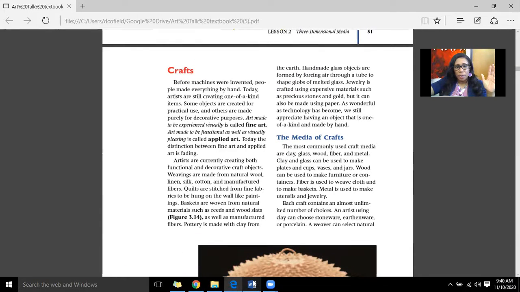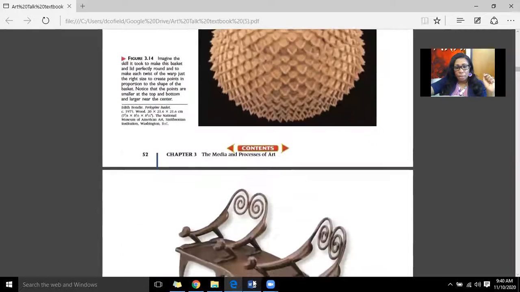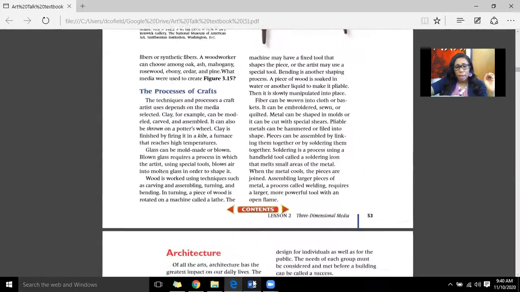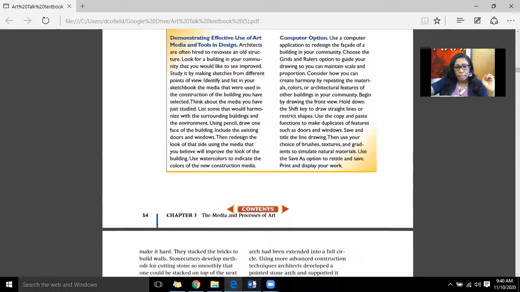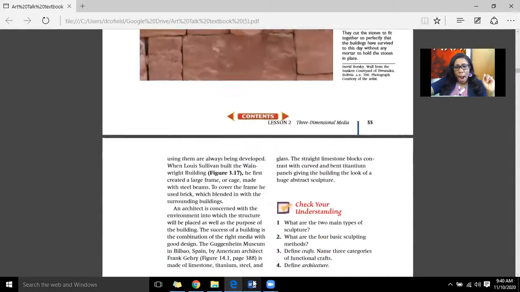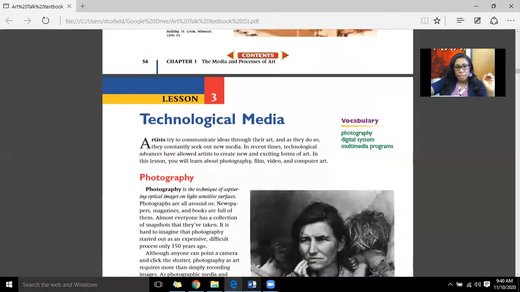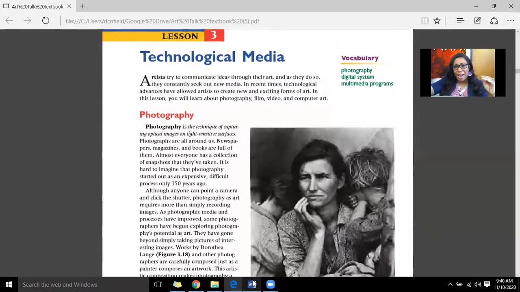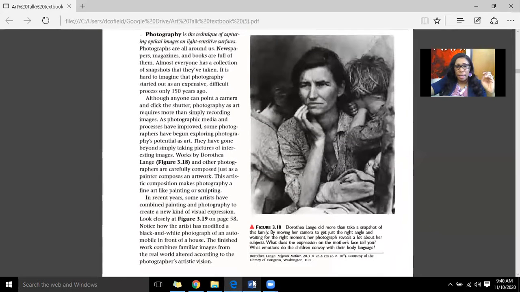Art made to be experienced visually is called fine art. And it says art made to function is applied art. So those are two different things, fine art and applied arts. So you have to know the difference between the two. Okay. Then it goes down, talks about processes and architectural designs. And then it goes into technological media, which we learn about photography, digital systems, and multiple programs. So photography, you need to know, is the technique of capturing optical images on light sensitive surfaces.